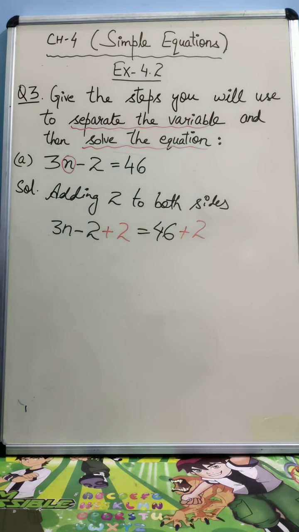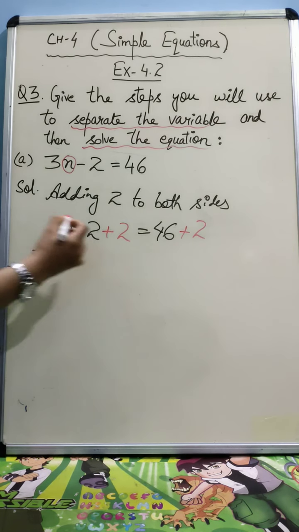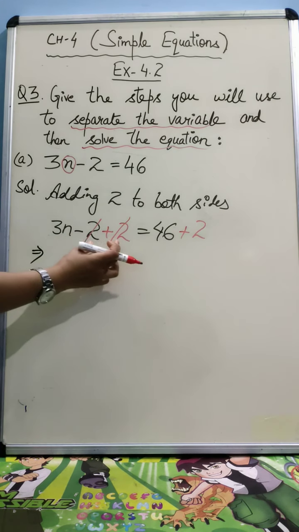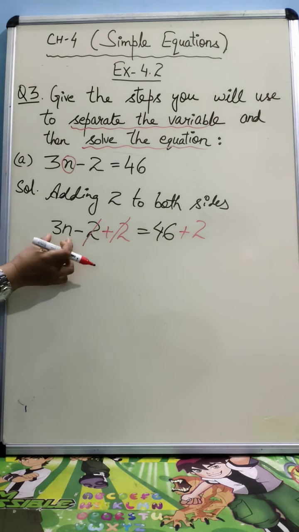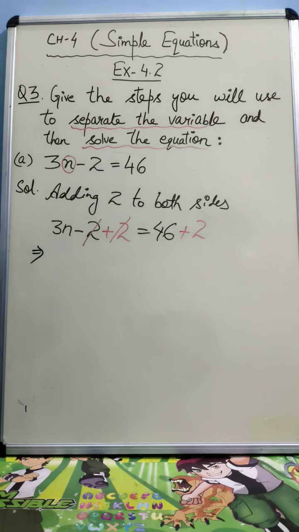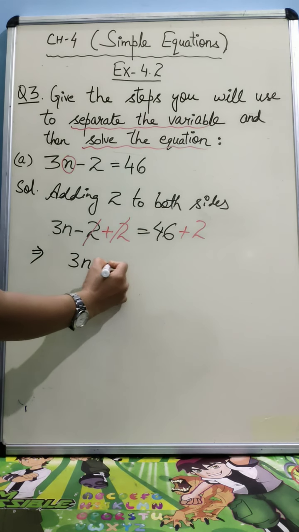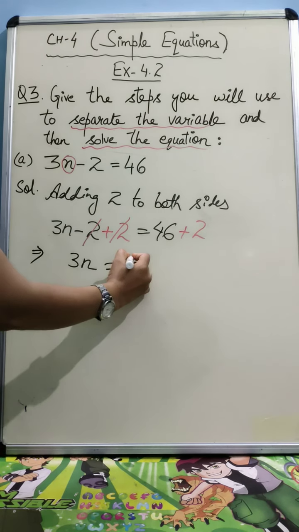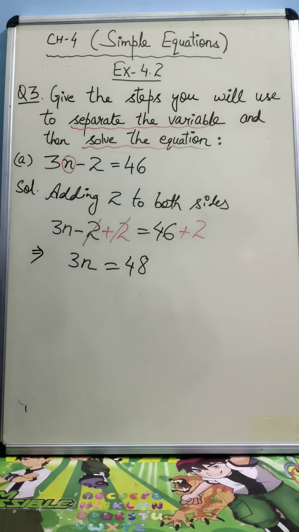Now what we will get? See, plus 2 and minus 2 will cancel. The value is 0. So what remains? Only 3n. Okay, only 3n remains. And in the RHS, 46 plus 2 is 48. So now the next step, what we will do?